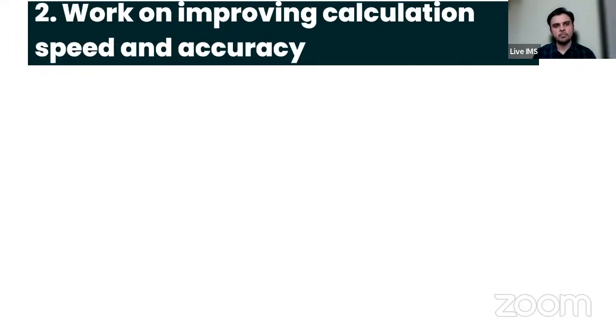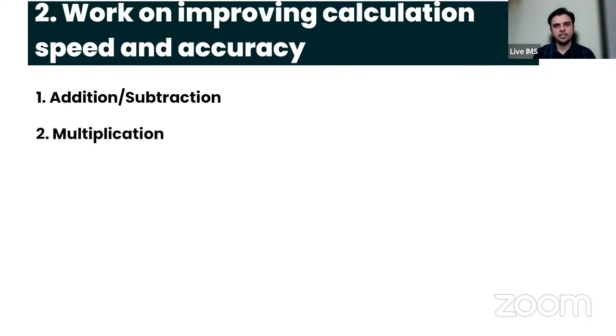The second important tip is that you have to work on improving your calculation speed and accuracy. You have to improve your calculation speed by practicing a few additions and subtractions orally every day. You can take some 2 digit, 3 digit or 4 digit numbers randomly. Start with 2 digit numbers, then go to 3 digit, then go to 4 digit. Practice them orally. So you have to improve your mind calculation. That will improve your speed as well as accuracy.